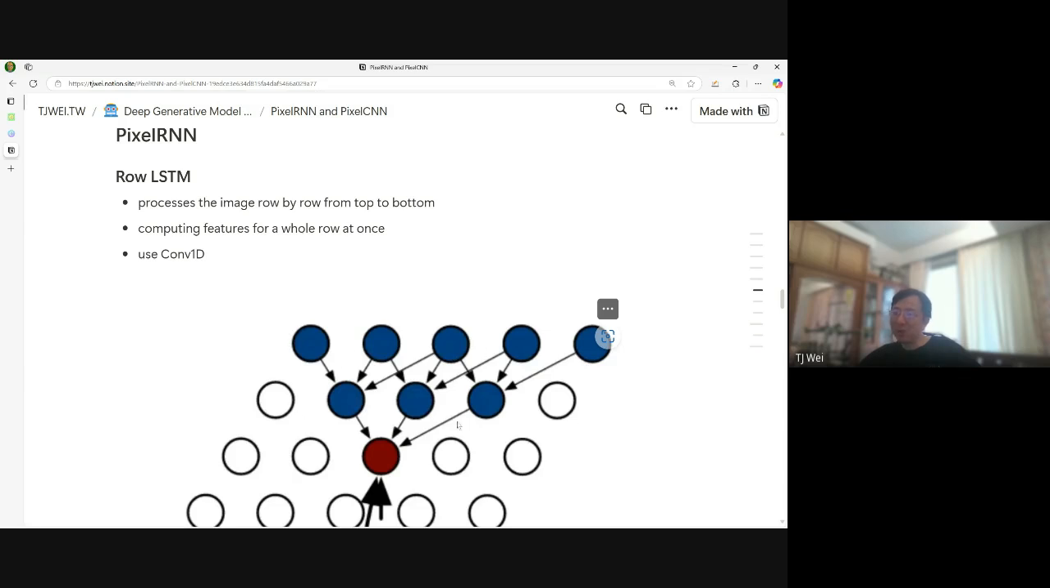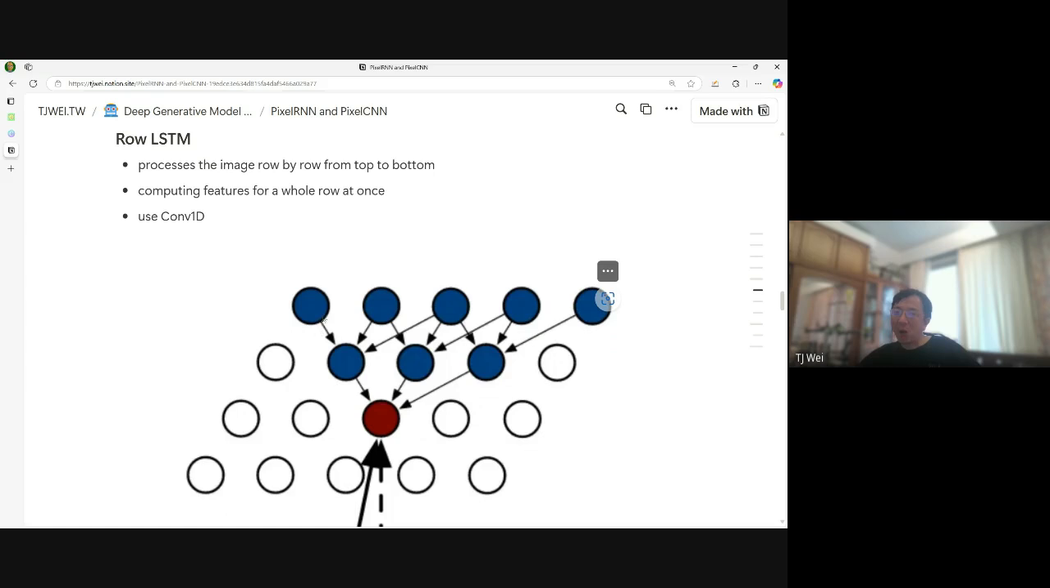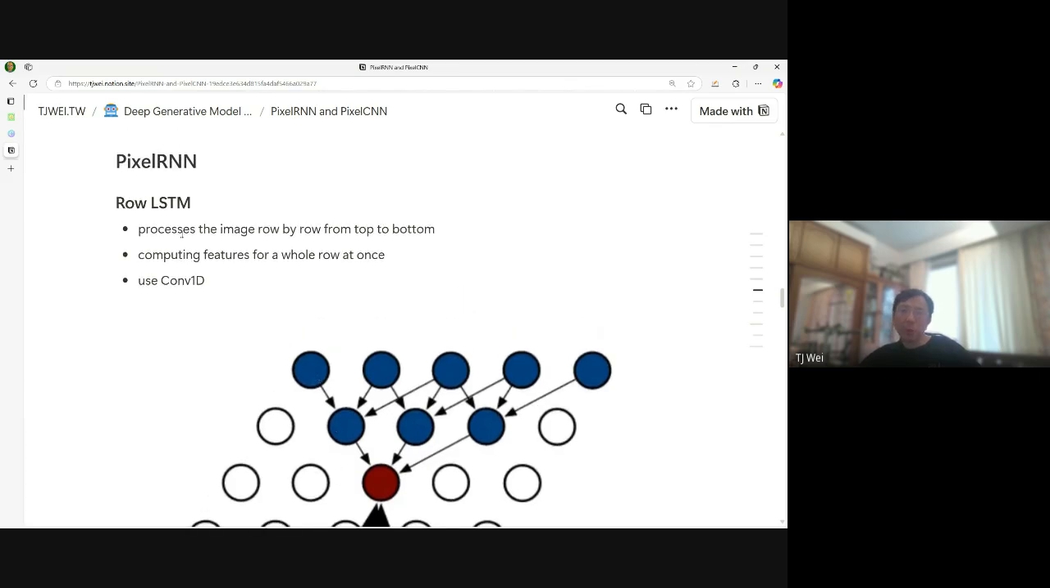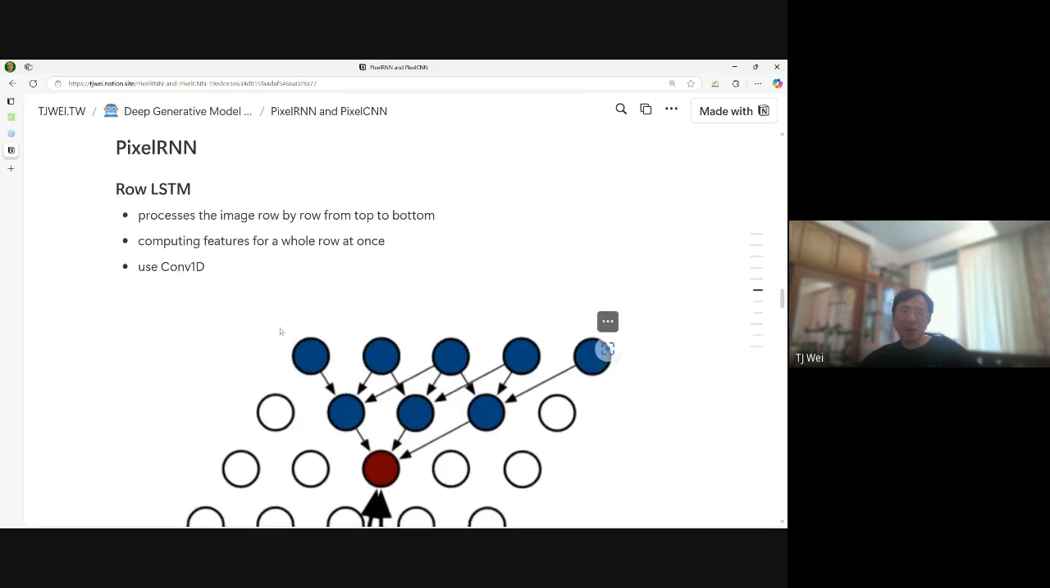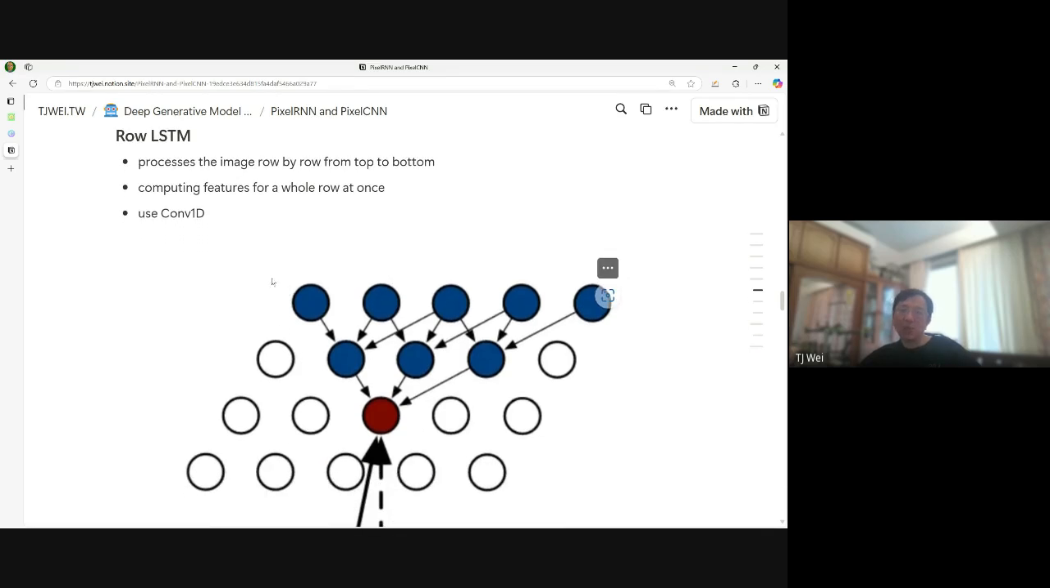The first row, the second row, the third row. So if our RNN works this way, on the rows, then it seems that we can reduce it to the regular LSTM problem, right? Okay, so we go row by row from top to bottom. Although arguably it should be called a row RNN, not PixelRNN. But anyway, we can compute the feature of the whole row at once.